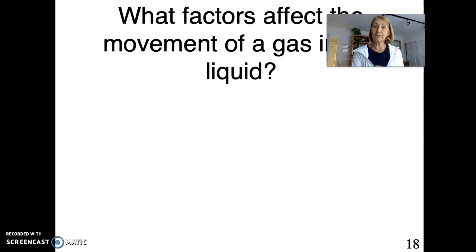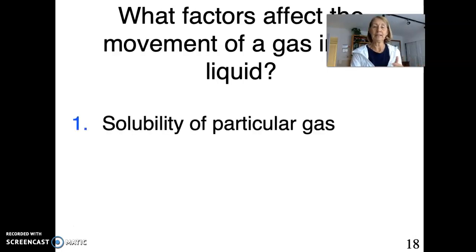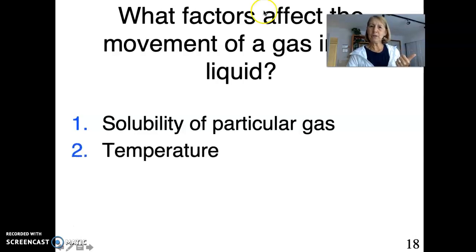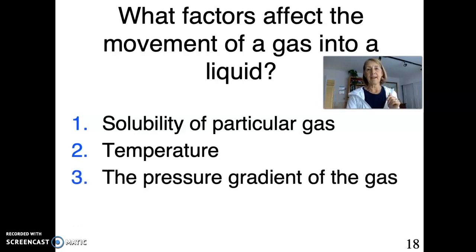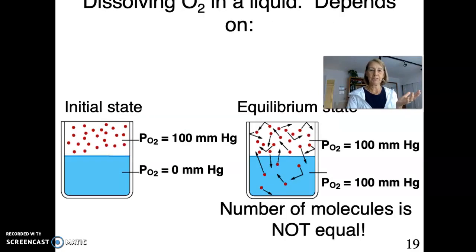Because that's what we need to do. We need to dissolve it and move it in blood, right? What matters is the solubility of that particular gas, and it's quite different for oxygen and CO2. The temperature, well, that's not going to vary that much, because you have body temperature, and it's very stable because of homeostasis. In your can of soda, it's not so. You leave it in the fridge, the carbonation stays longer. You leave it outside, warmer, it's going to lose more of it. And the pressure gradient of the gas. So how much pressure, how soluble, and whether you're at the correct temperature.